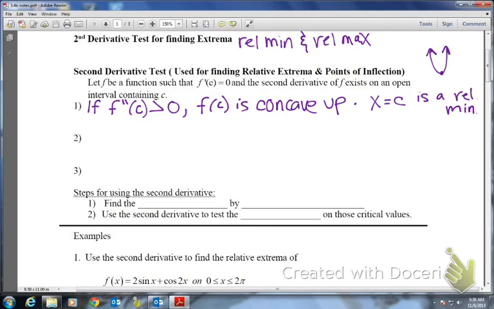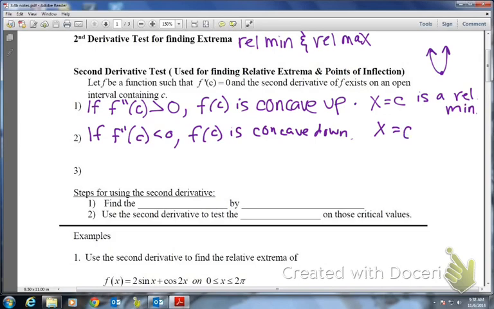The second one is just the opposite of this. So if the second derivative is negative, so if it's less than 0, then f of c is concave down, and it has a relative maximum. So f double prime of c is less than 0, then f of c is concave down, and x equals c is a relative max. And here's what that picture would look like.